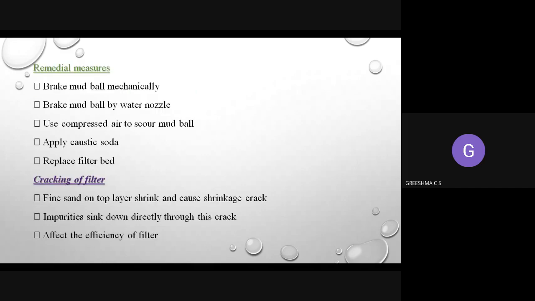How is the filter bed cracking? The fine sand will accumulate on the top surface, because water has a lot of fine particles. These fine particles will accumulate on the top and cause a shrinkage, and this will lead to a shrinkage crack. Now that a crack is formed, the impurities will sink down through this crack. So this will affect the efficiency of the filter.